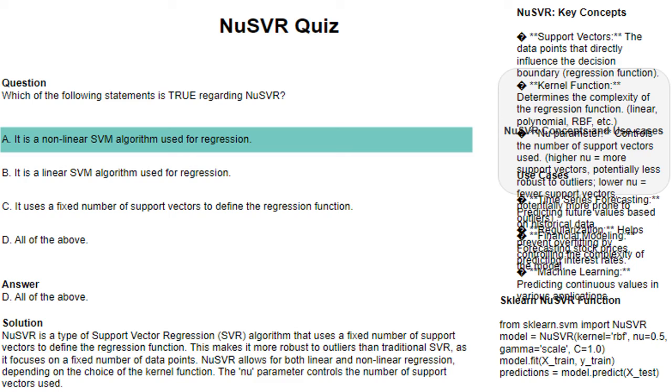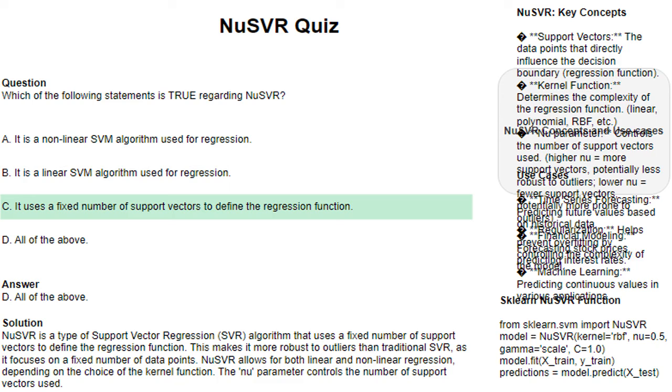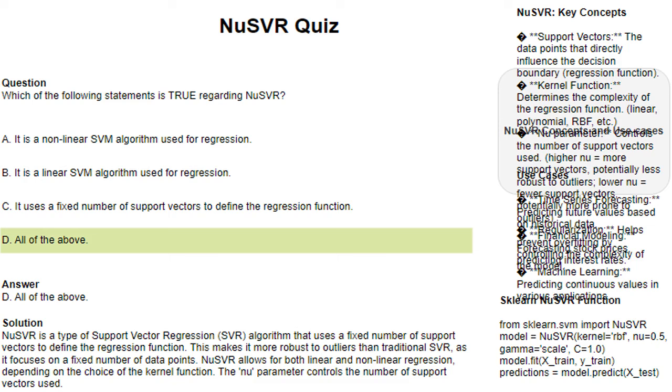A. It is a nonlinear SVM algorithm used for regression. B. It is a linear SVM algorithm used for regression. C. It uses a fixed number of support vectors to define the regression function. D. All of the above.